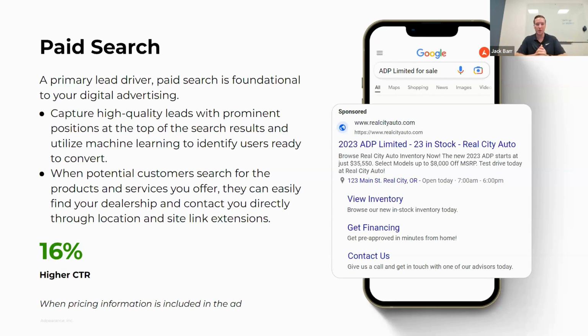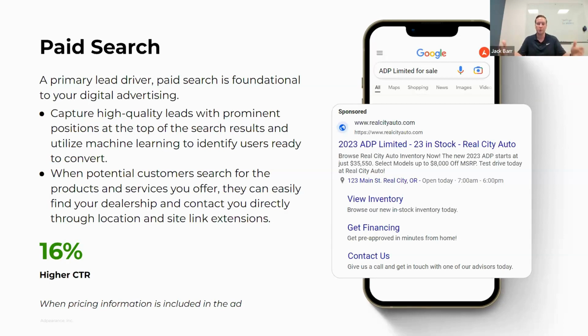When we see a customer typing in something like "ADP limited vehicle for sale," this is a made-up vehicle, of course, but they're looking for this specific vehicle. Well, that means that customer is asking for one of two pieces of information. They want to know how much it's going to cost them or where they can go to get it. So your job as a dealership should be to highlight those features. Here's how many we have in stock. Here's how much it's going to cost you. Here's how much you're saving off of MSRP.